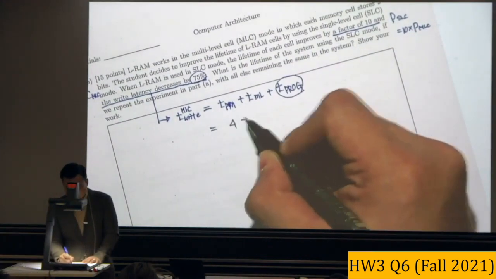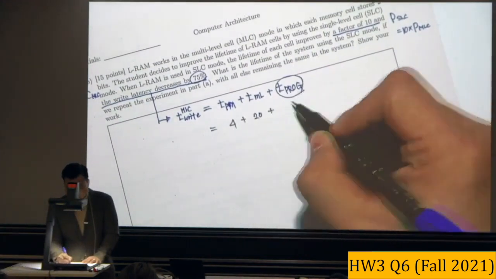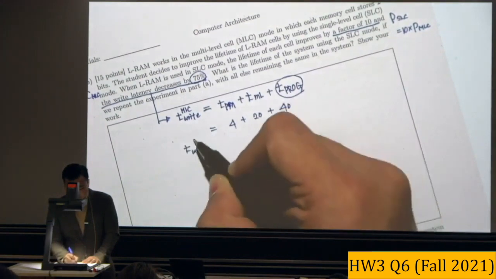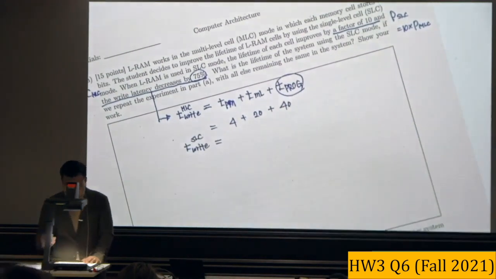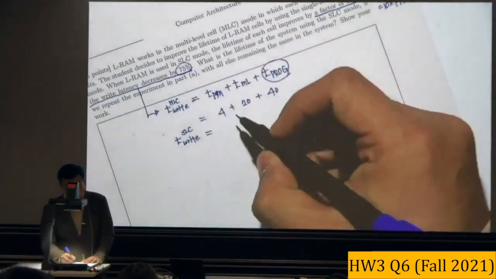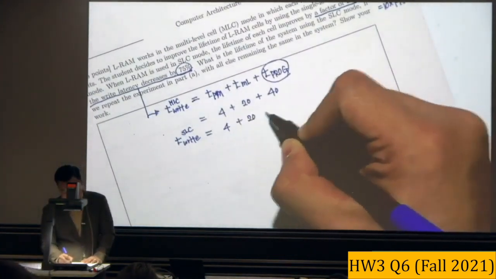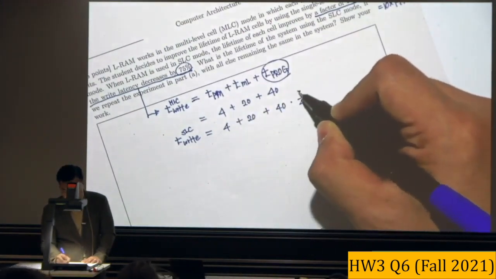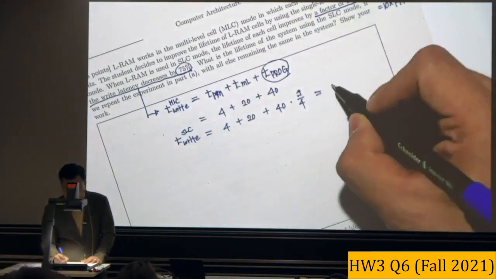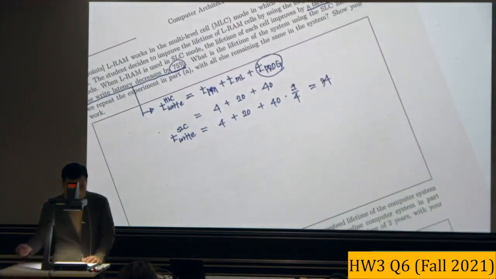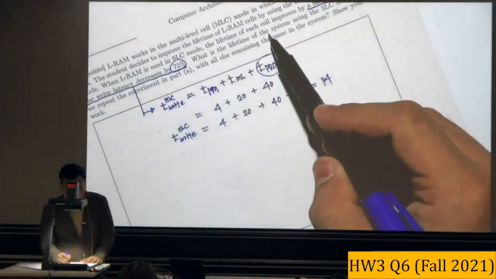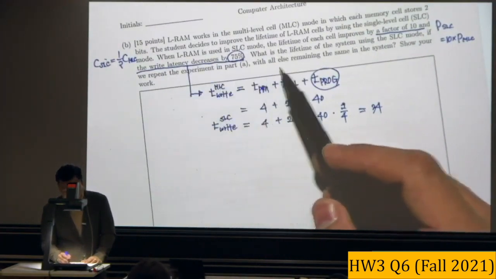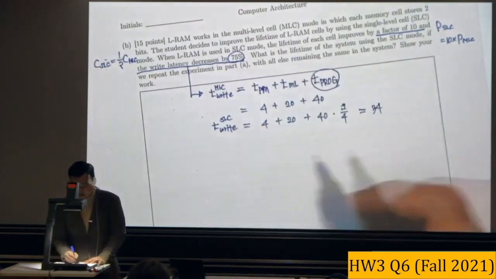So recall the value. So this was what it was, and so the effective write latency of SLC should be like this. Right? And it is 34. And what is the lifetime of the system using SLC mode if we repeat the experiment in part A with all else remaining the same in the system?